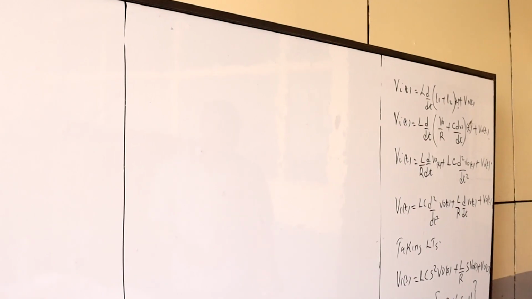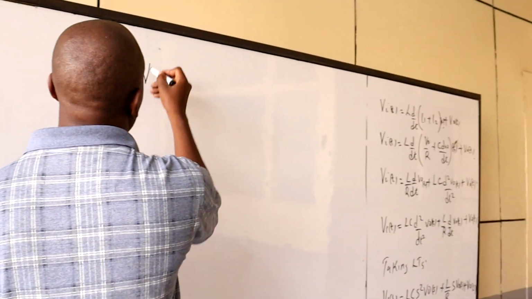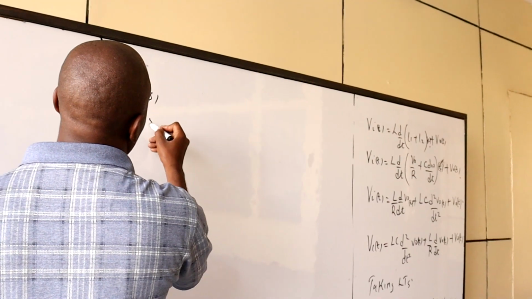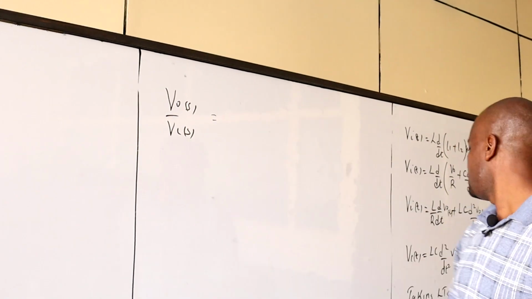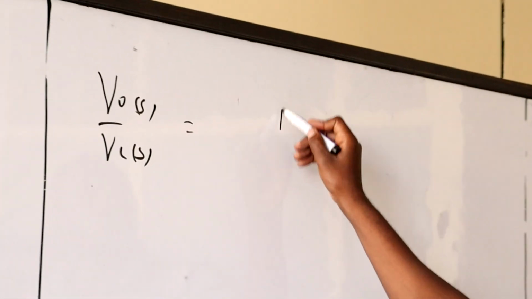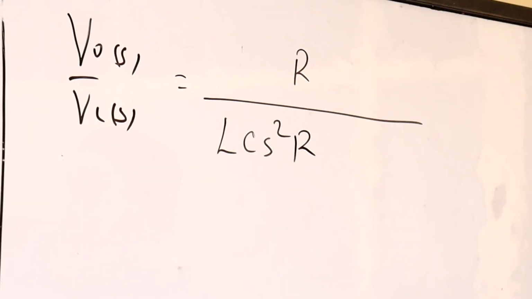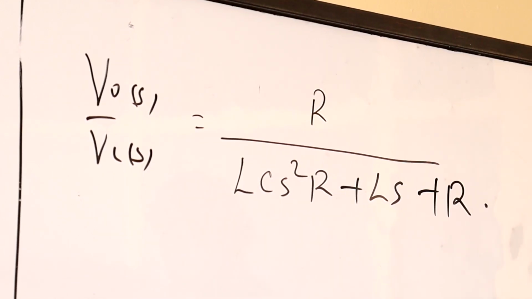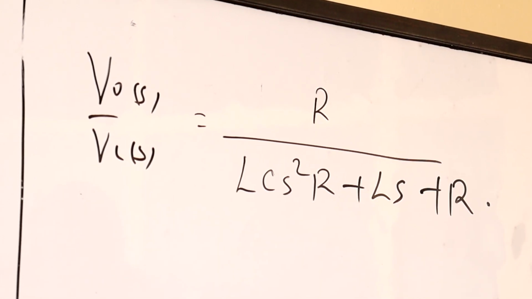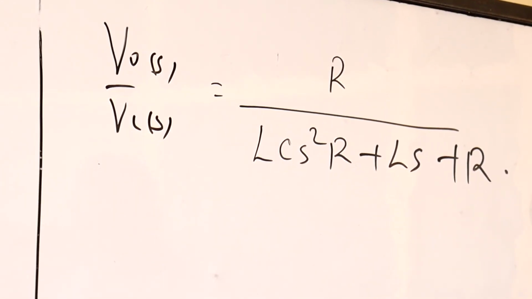So simplifying that, if you simplify, then we are going to have V out all over Vi of s is going to be given by, of course, R all over LCRs squared plus Ls plus R. And that is now the final transfer function that we can have for that case.